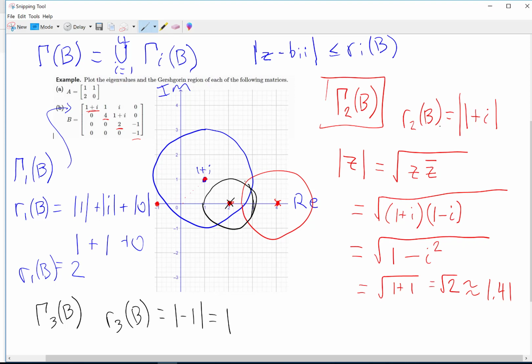The last one is interesting. What about R4 of B? Well, the radius of the 4th disk is 0. The center of the 4th disk is -1. So for that eigenvalue, -1, the Gershgorin disk has radius 0, so it's just the eigenvalue itself, if that makes sense. So this is a picture of the Gershgorin region of matrix B.